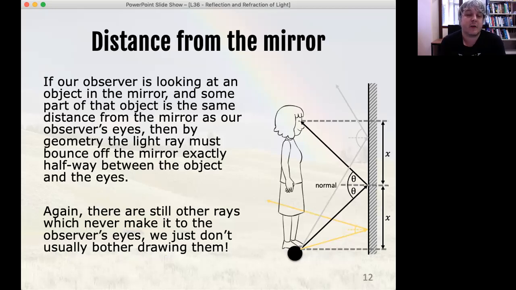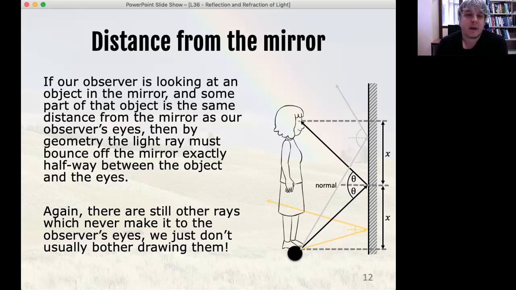If you look at an object in a mirror, and that object is the same distance from the mirror as you are, then by basic geometry, the light ray must bounce exactly halfway between the object and your eye. If the distance from your eye to the mirror is the same as the distance from the object to the mirror, and we know that the angle of incidence has to be the same as the angle of reflection, then the only possible path for that light is that it bounces exactly at the halfway point. So it travels halfway up, hits the mirror, reflects at the same angle, and travels up to your eye, and that's how you see the object.